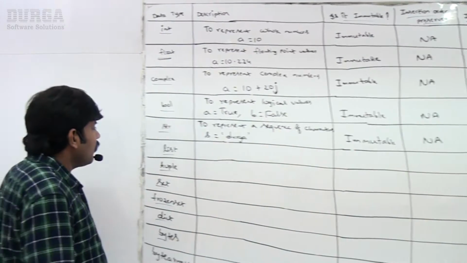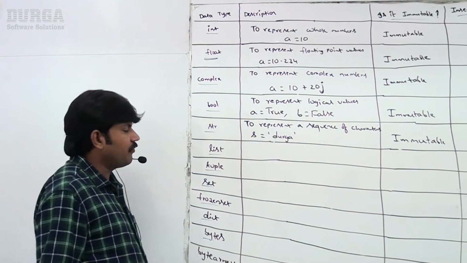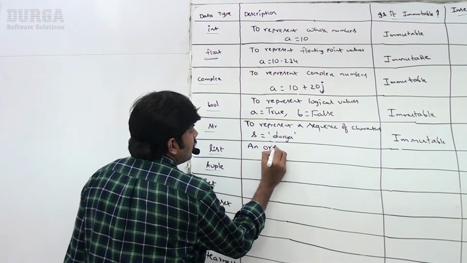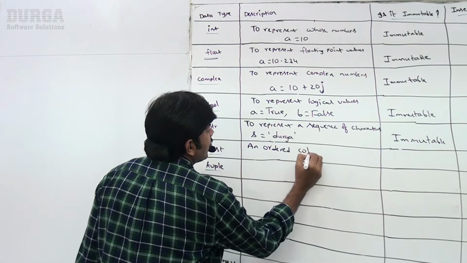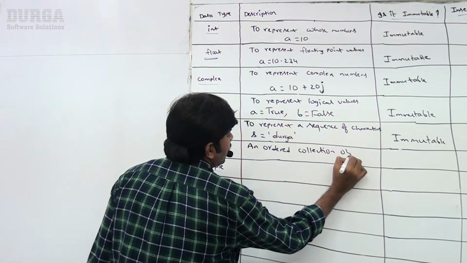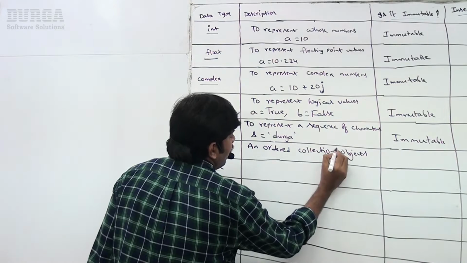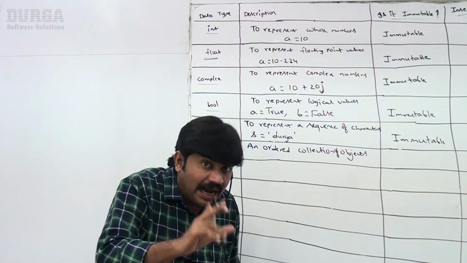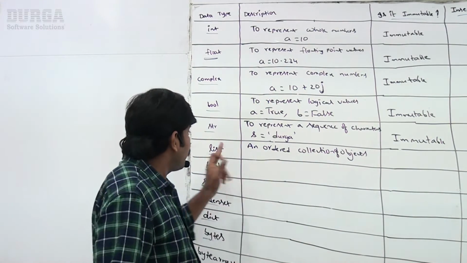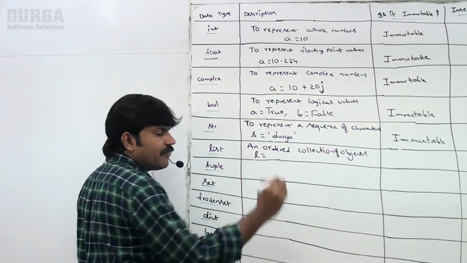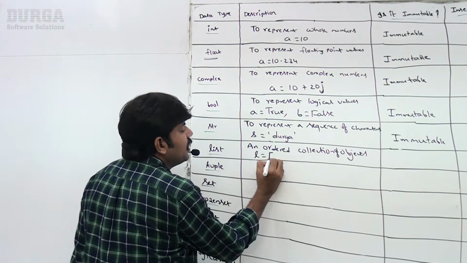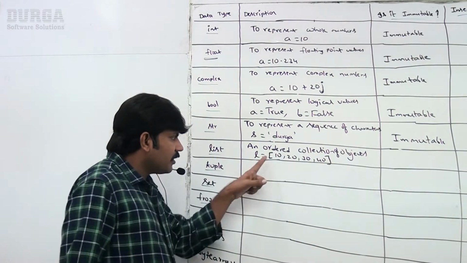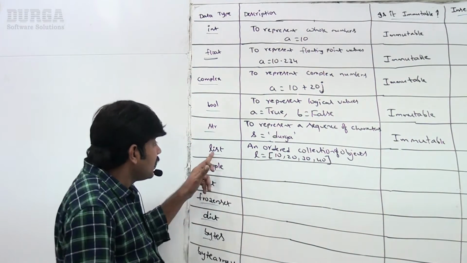Okay, well, now list, sir. When should we go for list? To represent an ordered collection of objects. If you want to represent a group of objects according to order, then we require to go for list. How can you represent it, sir? Whenever we are using the list, compulsory square brackets: 10, 20, 30, 40 within square brackets. We can represent it is the list, sir.